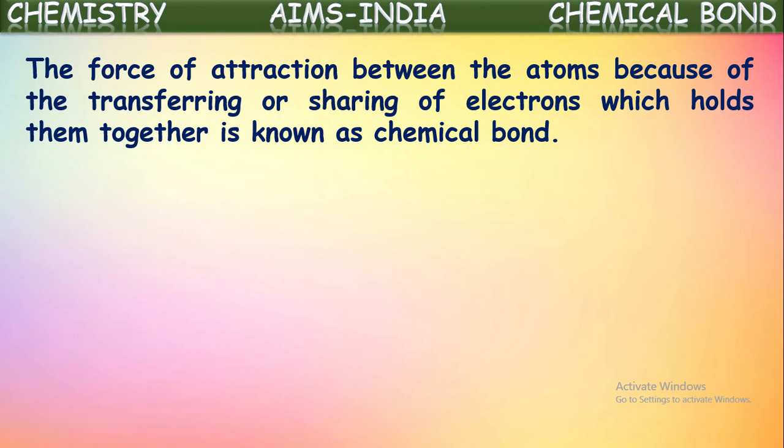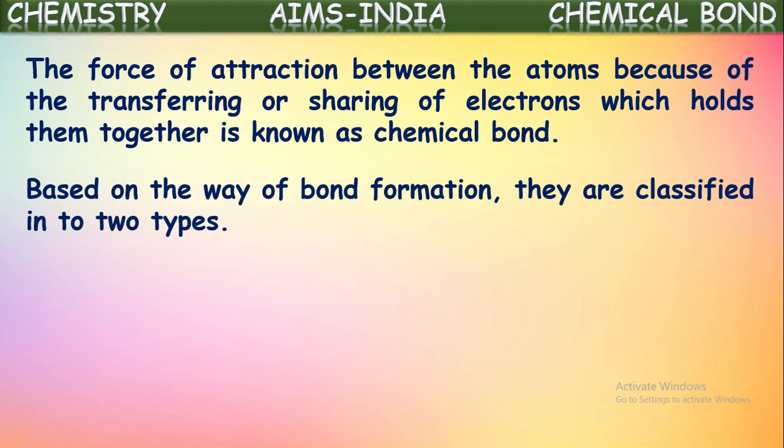In the process, some atoms lose electrons, some gain electrons, and some other elements share electrons with other atoms. By this process, either by losing, gaining or sharing electrons between the atoms, certain forces of attraction are created. These forces of attraction between the atoms because of transferring or sharing of electrons are called chemical bond. Got it?